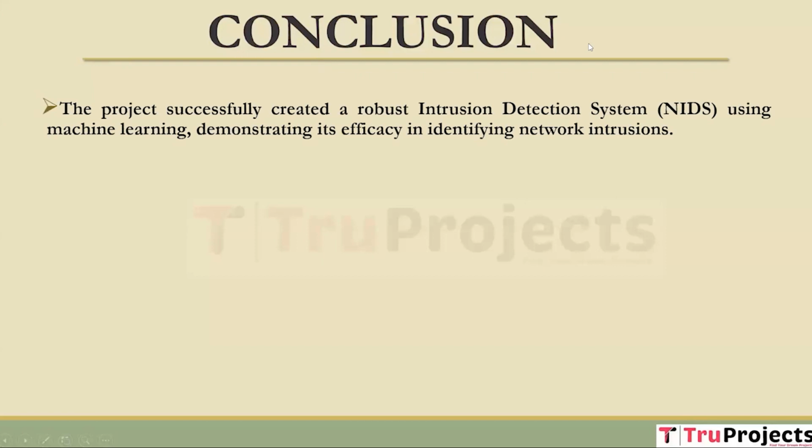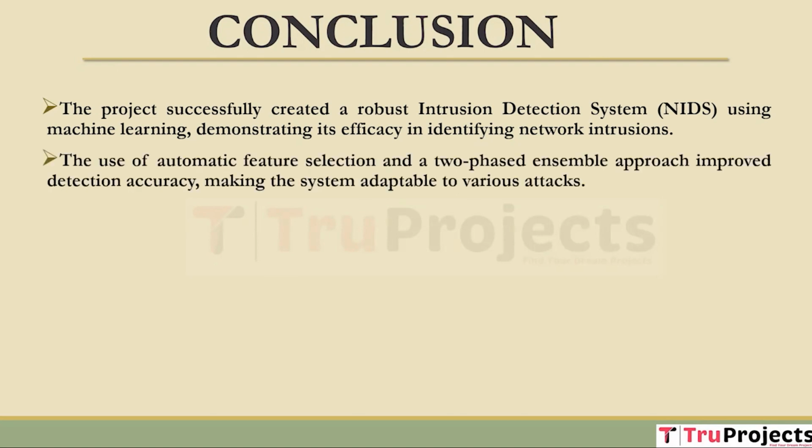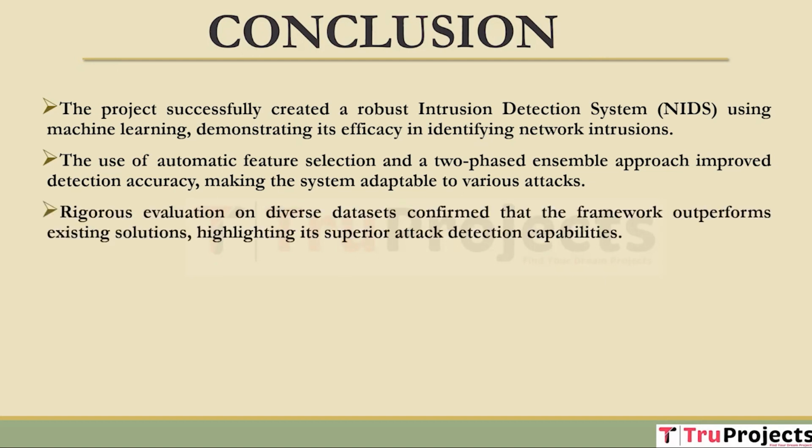Conclusion of the project. The project successfully developed an intrusion detection system using machine learning techniques, showcasing its ability to effectively identify and mitigate network intrusions. By utilizing automatic feature selection and a two-phased hybrid ensemble learning framework, it demonstrates improved intrusion detection capabilities, enhancing accuracy and adaptability to various attacks. Rigorous evaluation on well-referenced datasets, both wired and wireless, revealed that the proposed framework outperforms existing studies in the field, showcasing its superiority in attack detection.